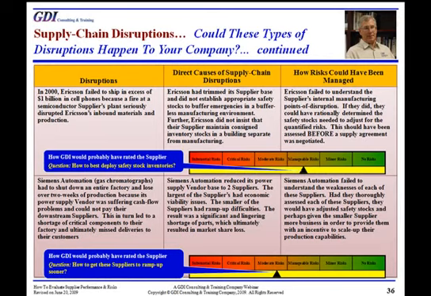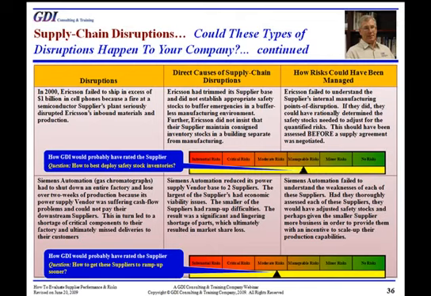The risks could have been managed had Ericsson understood the supplier's internal manufacturing points of disruption. If they did, they could have rationally determined the safety stocks needed to adjust for the quantified risks. And again, they could have said, have some safety stock a mile down the road, and that would have solved a $1 billion problem. Notice that's at the middle to low end of manageable risks.